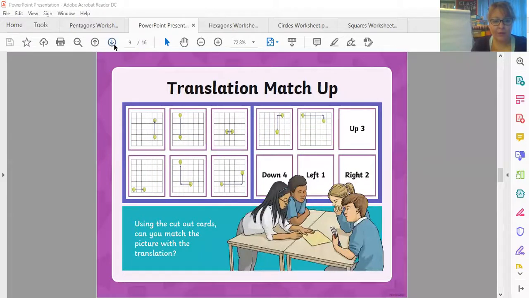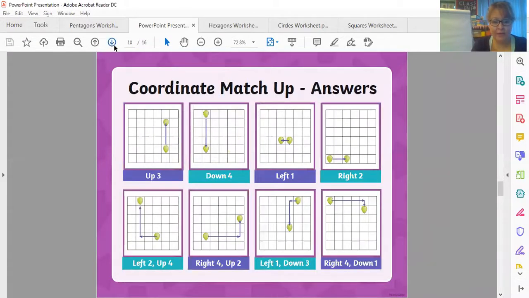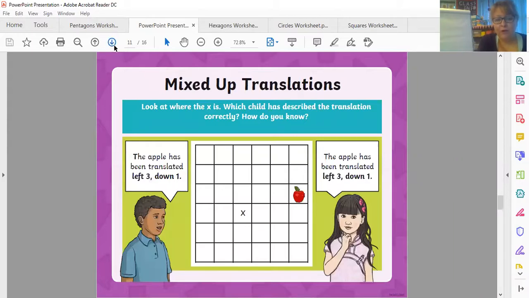So I'm going to go back up to the sharing of the screen, and then you will see that those were the answers there, but I'd rather talk you through them. So moving on, it says here, look at where the X is, which chart has described the translation correctly. How do you know? I'll give it a pause. Who do you think, the boy or the girl?